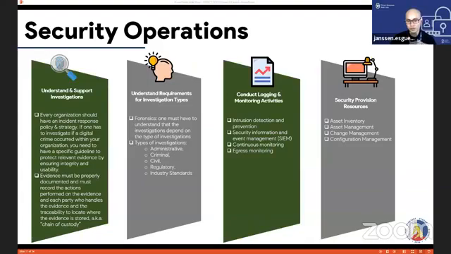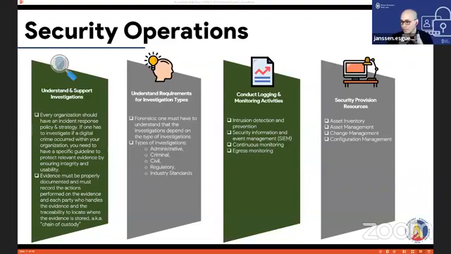So you have to take all those parts into consideration so that actions performed on the evidence, or who handles the evidence, will be able to provide traceability. And also, we have to store this evidence in a safe manner so that integrity is preserved. Second part: understand requirements for investigation types.